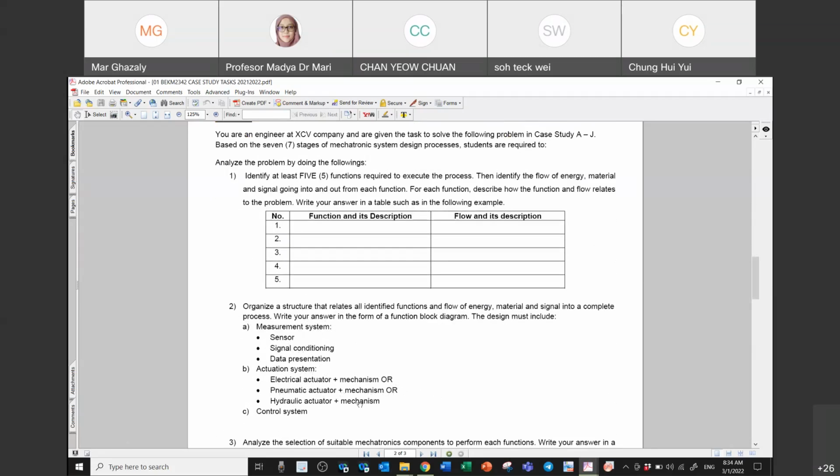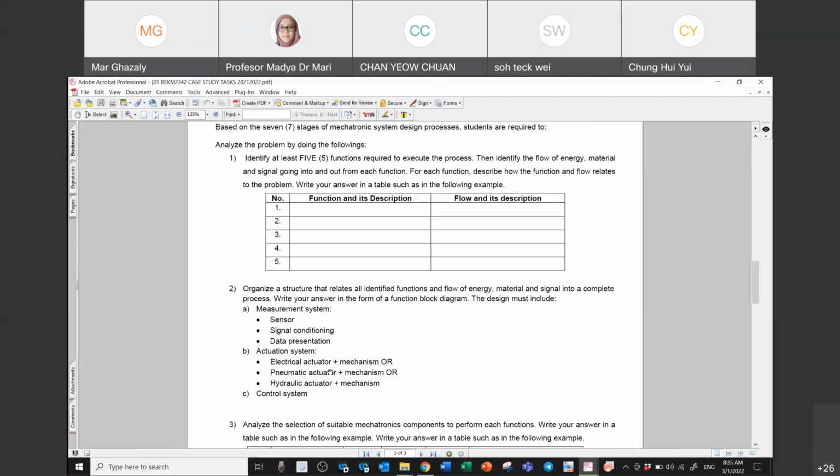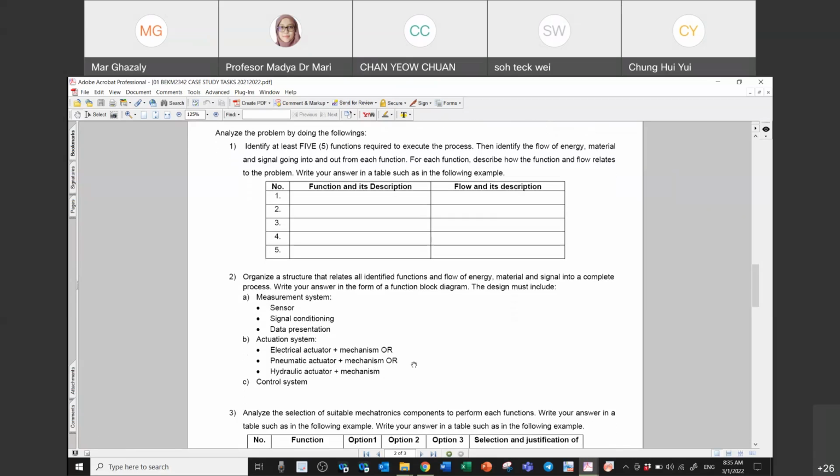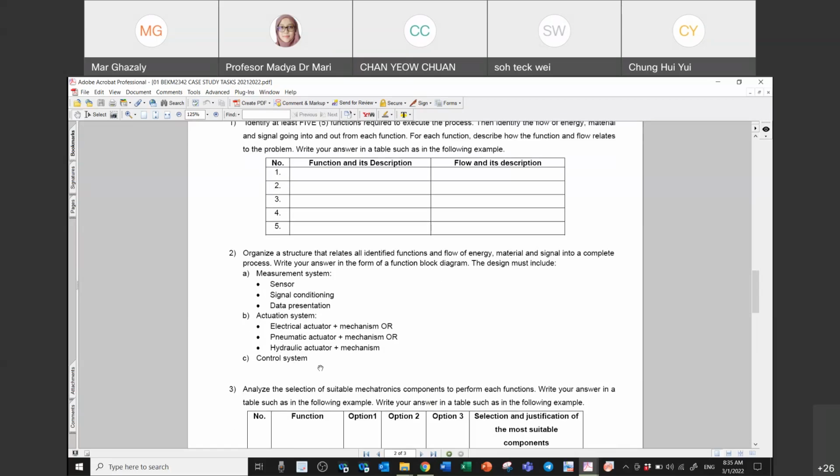And of course, there are some students who actually contacted me. You can also choose, maybe you think that for your system, the case study, you need 2 different actuator systems: an electrical actuator system plus mechanism and also a pneumatic actuator. So it depends on you. If you think that to solve that problem you need these 2 actuators, then you need to define why. I'm not saying that if you list more, you get more marks, but if it's appropriate for the system, then yes, you should list that out. And the control system.